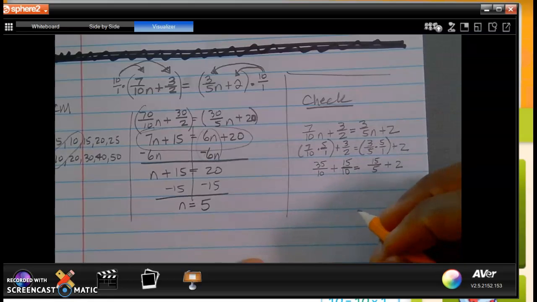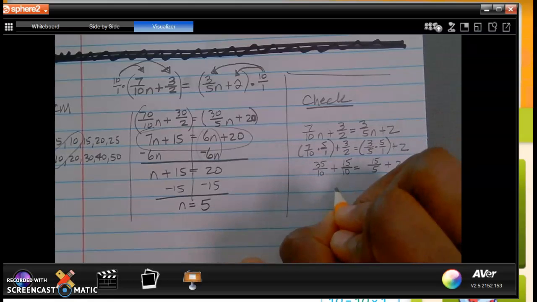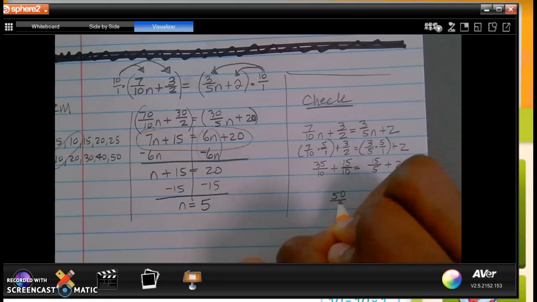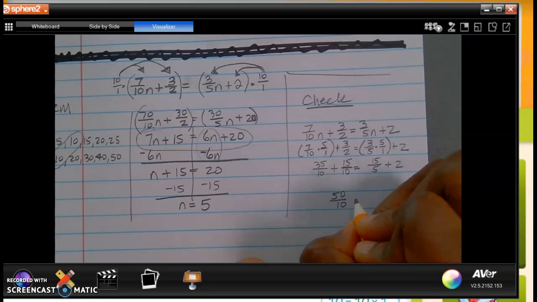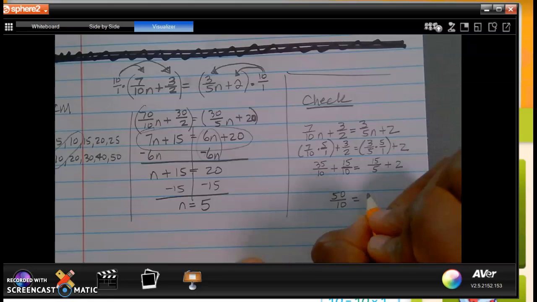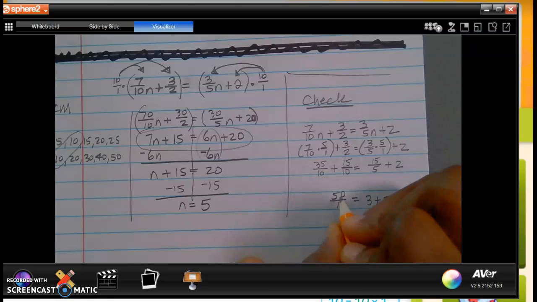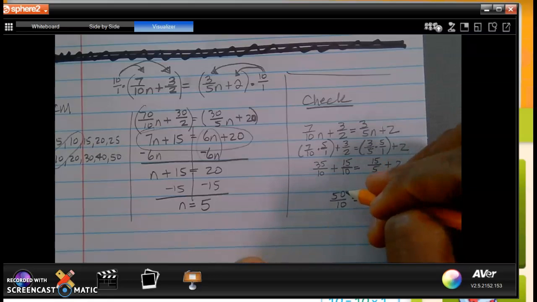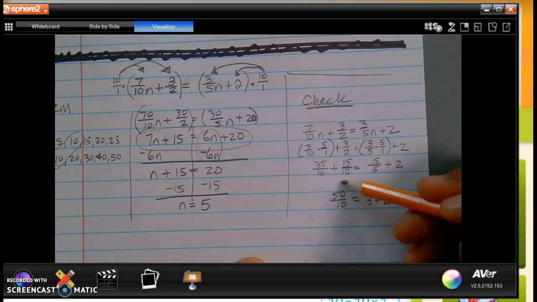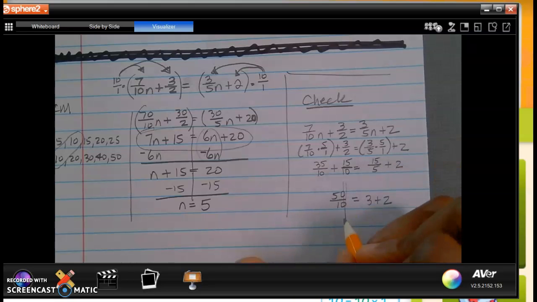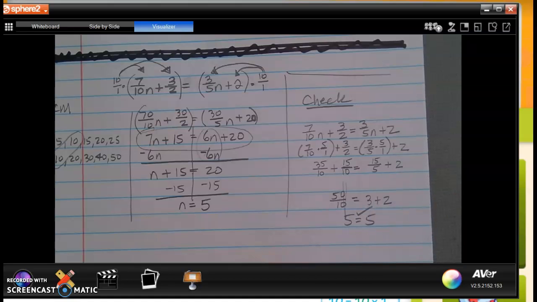All that I'm doing is I am boiling down. It's keep simplifying. 50 over 10, because when I add fractions, I add across. Okay? And 15 over 5 boils down to 3. 50 over 10. One little trick here, when you have ending zeros, the way that I can get rid of those, they cancel each other out. 5 over 1 becomes 5. 3 plus 2 is 5. So I have a positive check.